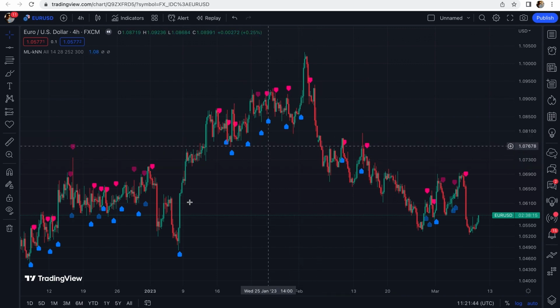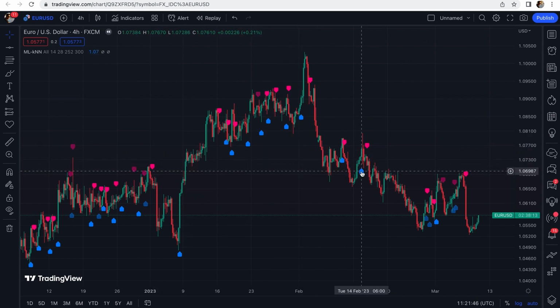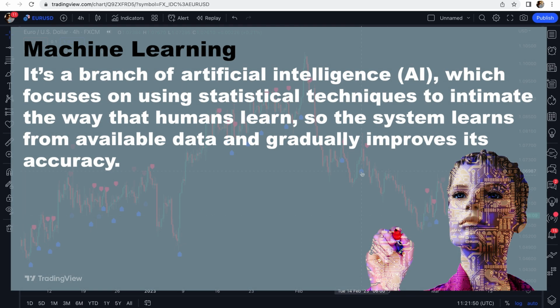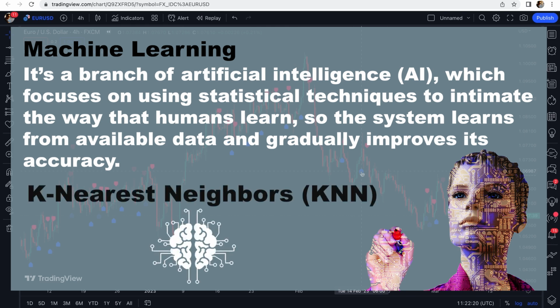Alright, as I said, this indicator is built based on a machine learning algorithm. In case you don't know what machine learning is, it's a branch of artificial intelligence which focuses on using statistical techniques to imitate the way that humans learn, so the system learns from available data and gradually improves its accuracy. This indicator uses a special algorithm called k-nearest neighbors, and it's been proved that it can help us to find a prediction for the next movement of the market.